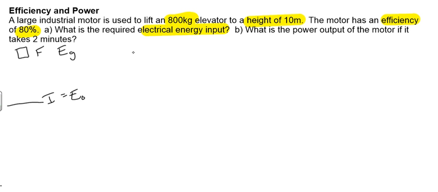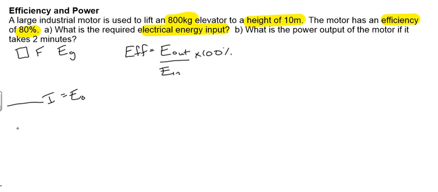We've got an efficiency. Anytime you've got an efficiency, probably the quickest way to go about this is to look at the efficiency equation. It says the energy out, or the work out. We're going to use energy out in this one because we're looking for energy in. So the energy out over the energy in times 100% gives you the efficiency.